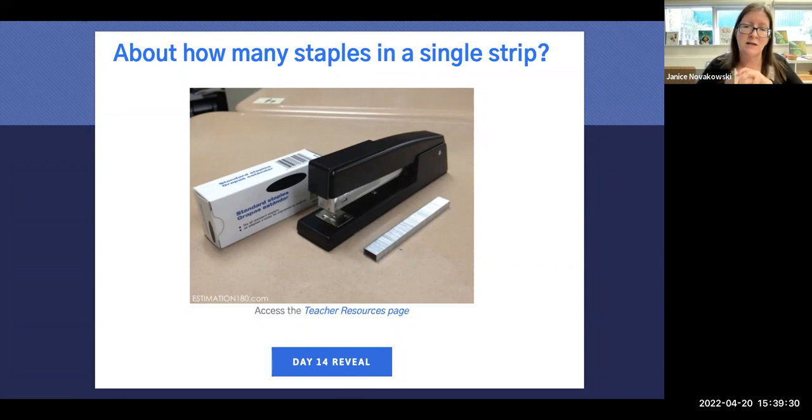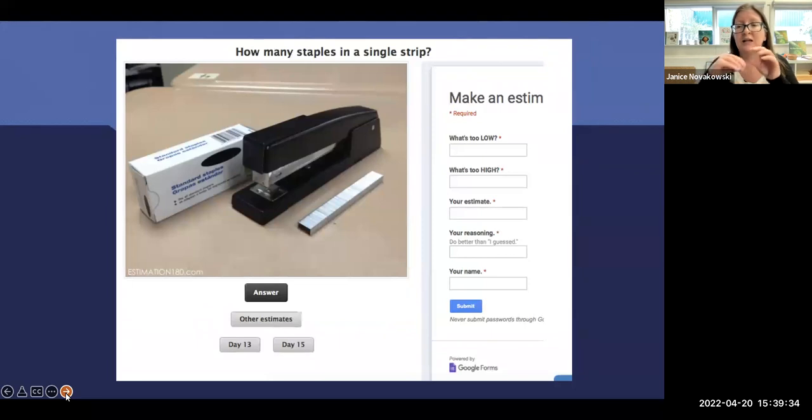The Estimation 180 website has been updated recently, but prior to that, you could actually enter in an estimation. What do you think is too low? What do you think is too high? And then what your estimate is. And then you would also put in your reasoning, your explanation for that, and your name.